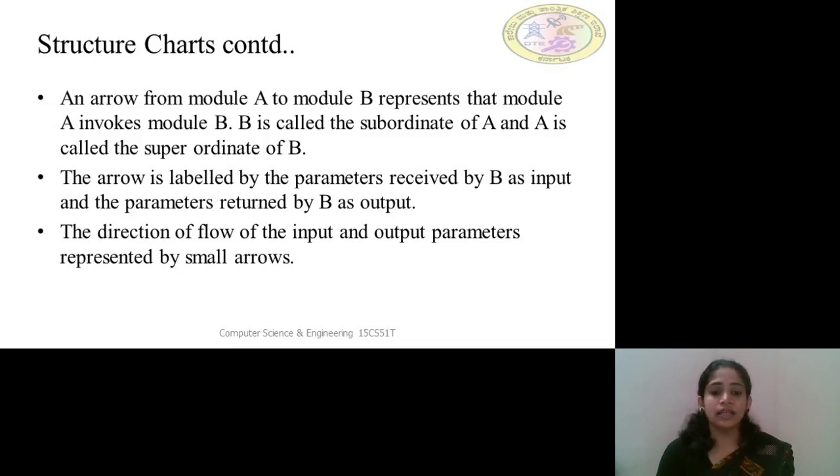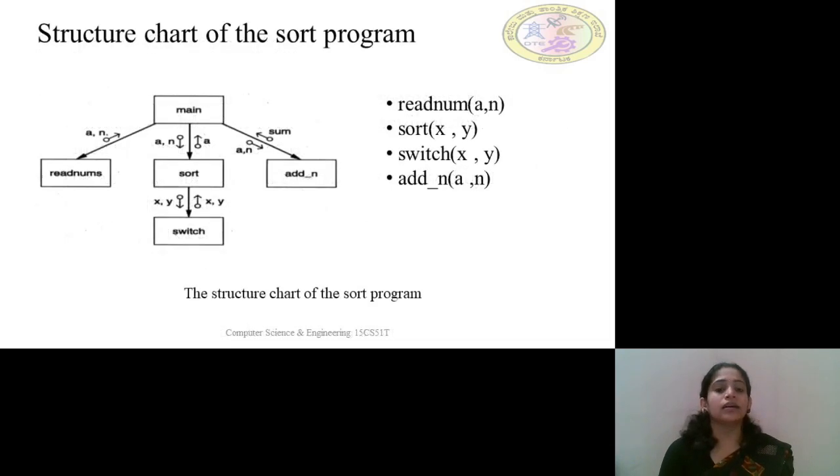The arrow is labeled by the parameters received by B as input and the parameters returned by B as output. In each module we use arrows to represent the parameters as input and output, and there is also a direction of flow of the input and output parameters, usually represented by small arrows. That is given by this.